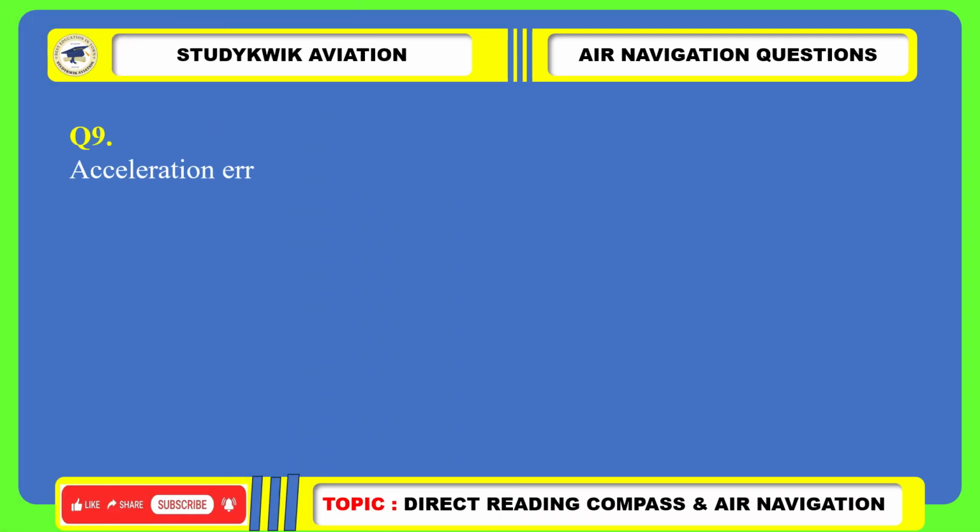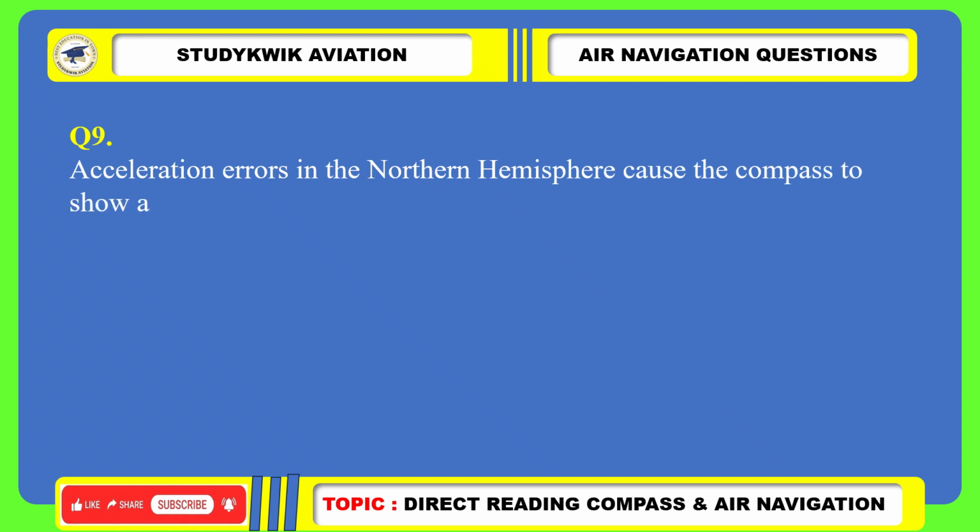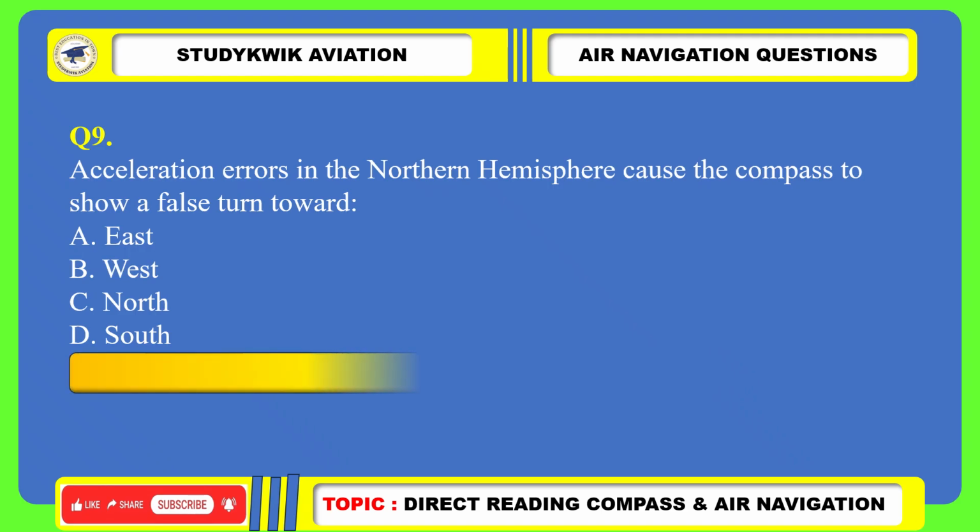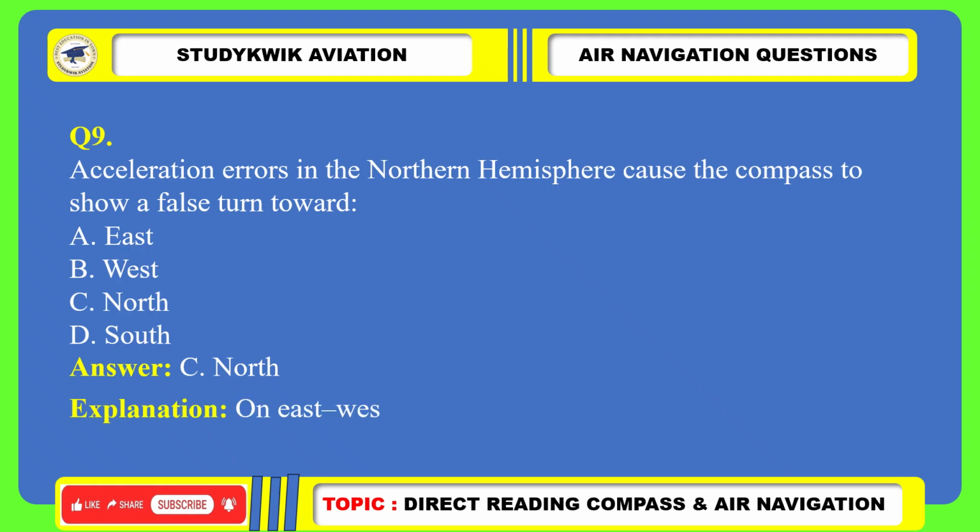Question 9. Acceleration errors in the northern hemisphere cause the compass to show a false turn toward east, west, north, south. The correct answer is C. North. On east-west headings, acceleration makes the compass indicate a turn to the north.